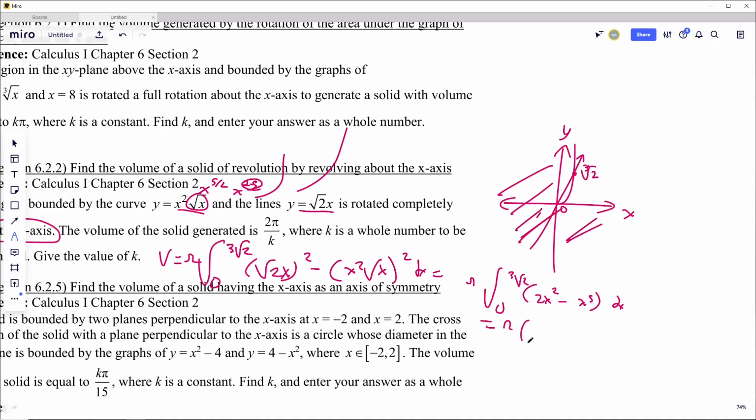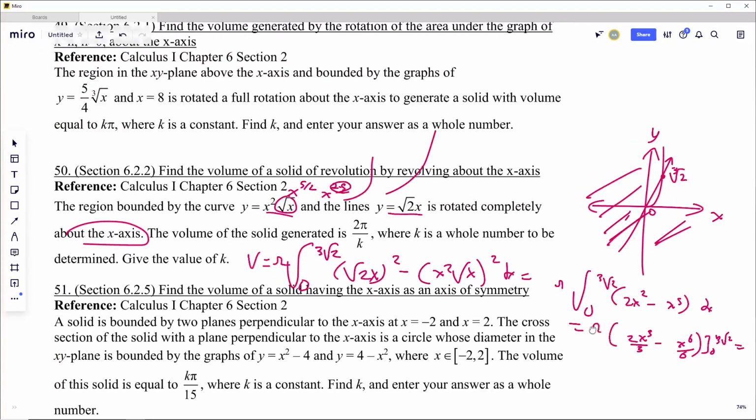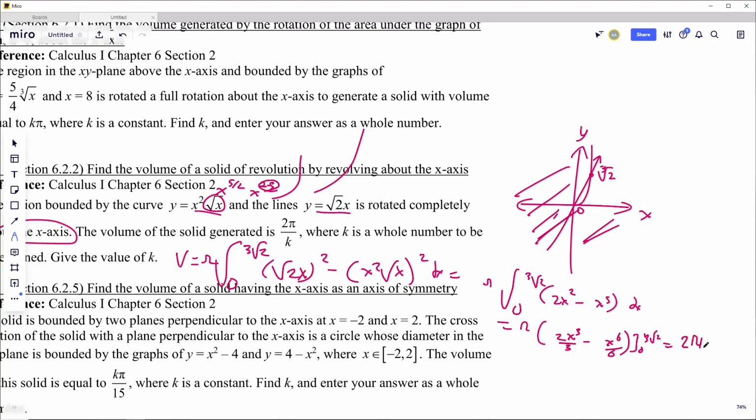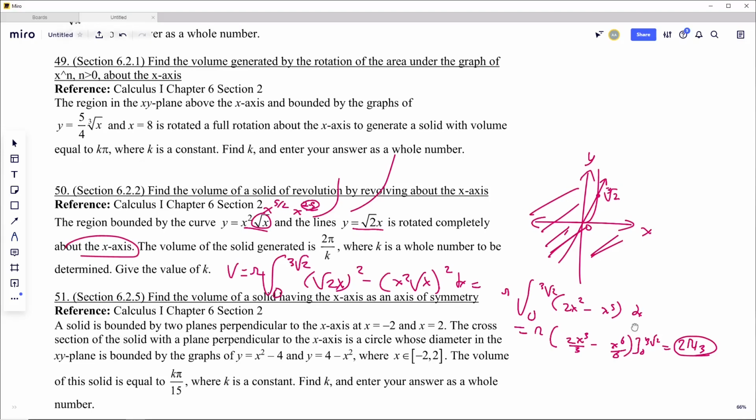So it's pi in 2. So x to the power of 3, 2 here over 3, minus x to the power of 6 over 6, from 0 to the cubic root of 2. If you do this, you're going to get 2 pi over 3. And yeah.